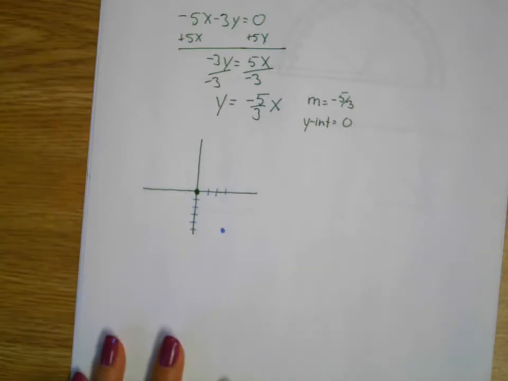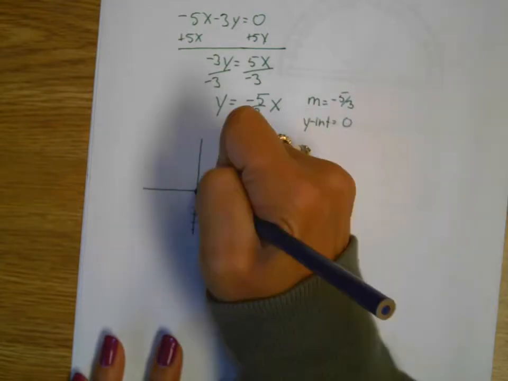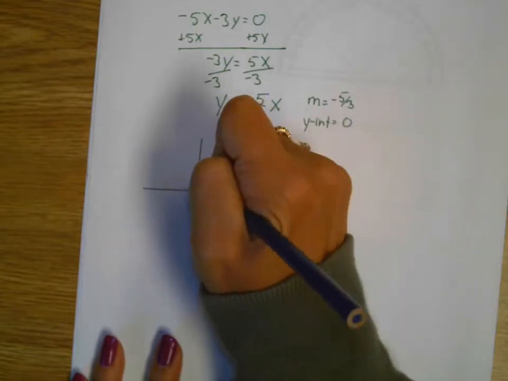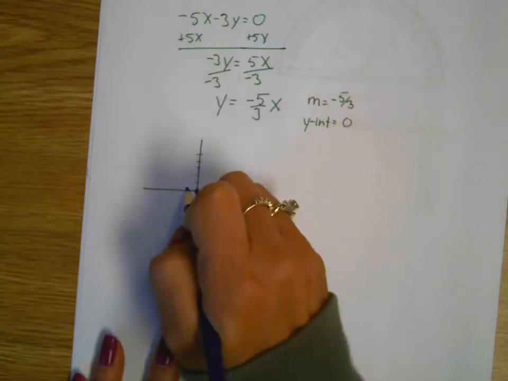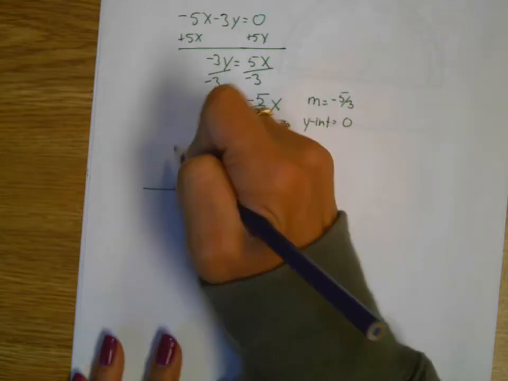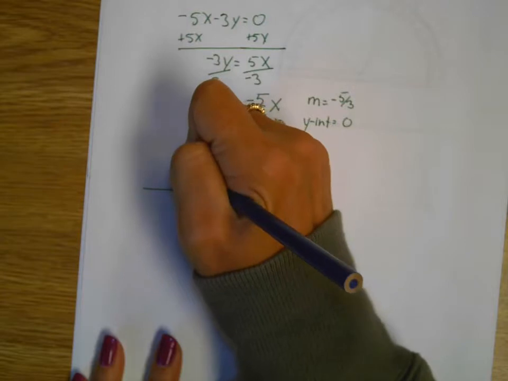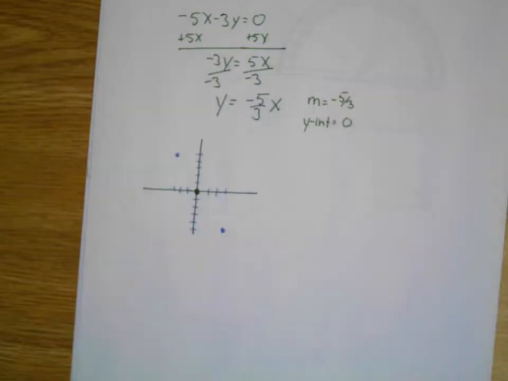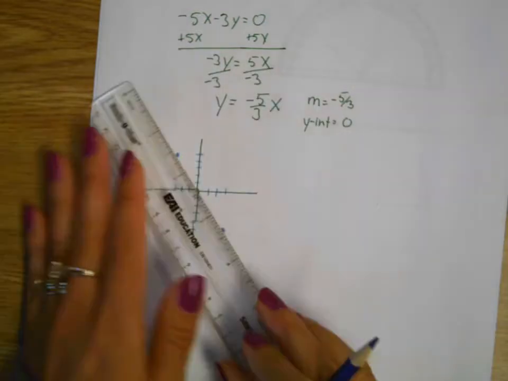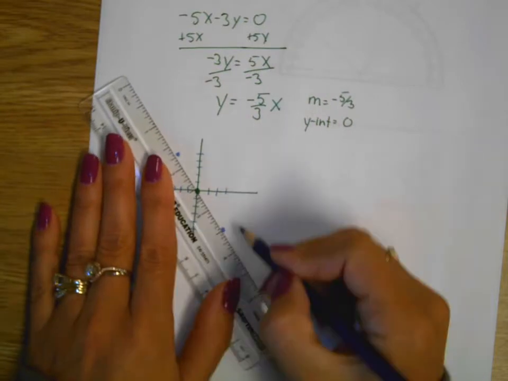What else could I have done besides down 5 and right 3? Caden? Up 5, and then 3. Up 5, and you're going to want to do both. Up 5, left 3. So we've got 2 points. Well, actually 3 points. Got the origin and then the other 2 points.